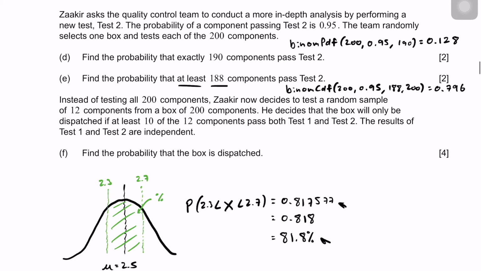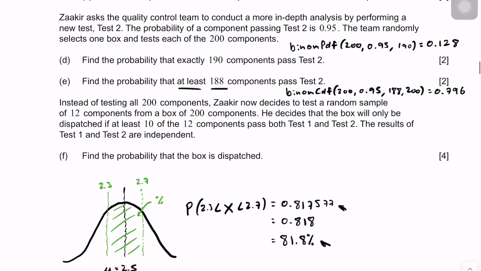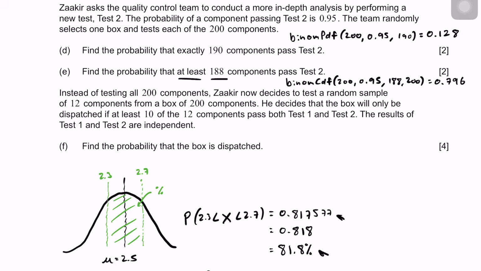All right, let's go on. Final question of part 2. Here we go. Instead of testing all 200 components, Zakir now decides to test a random sample of 12 components from a box of 200 components. He decides that the box will only be dispatched if at least 10 of the 12 components pass both test 1 and test 2. The results of test 1 and test 2 are independent. Part F asks us to find the probability that the box is dispatched.